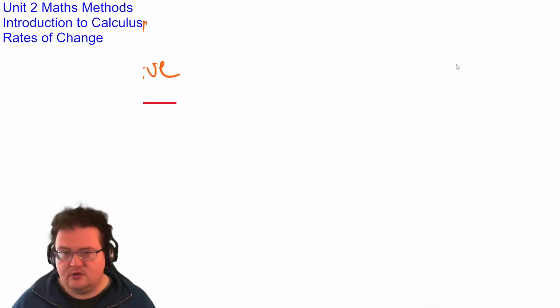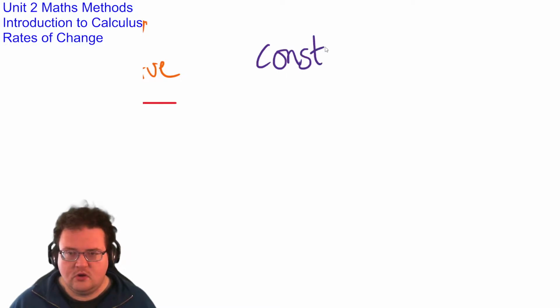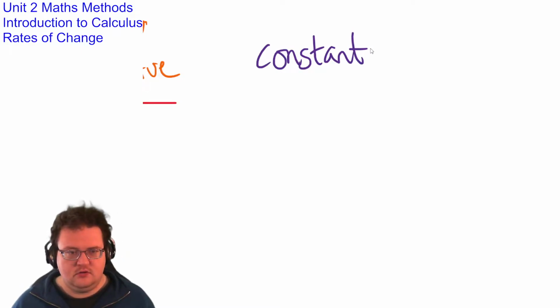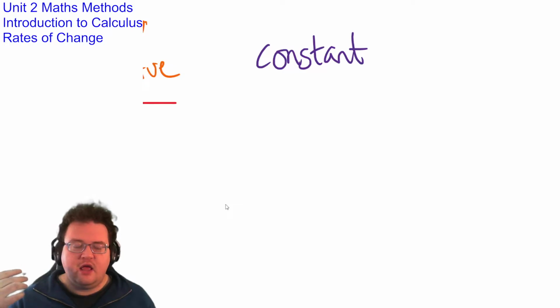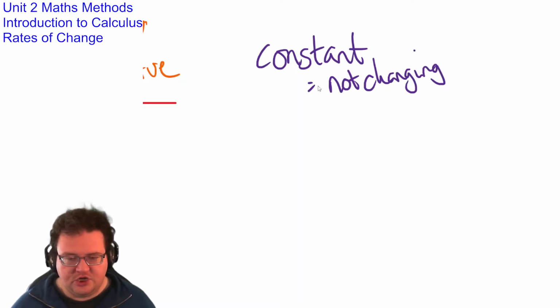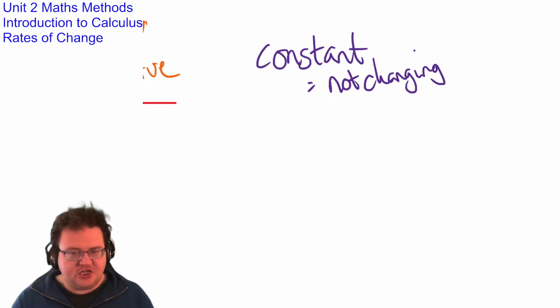First things first is constant. If something is constant, what does that mean it's not doing? If something is constant, what is it not doing? Changing. Yeah, it's not changing. So if something is constant, it means not changing. And this is an example. So if something has a constant rate of change, means the rate of change itself isn't changing. So the rate of change you could map as almost being a straight line.